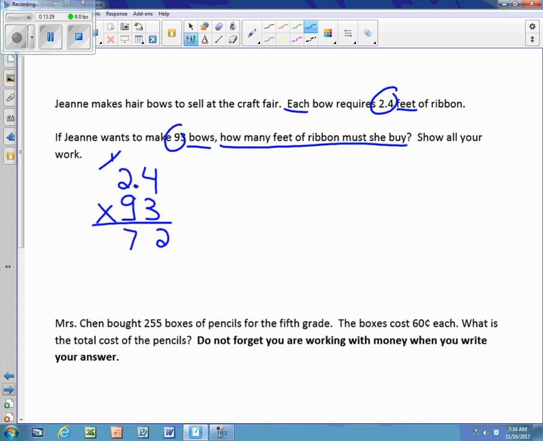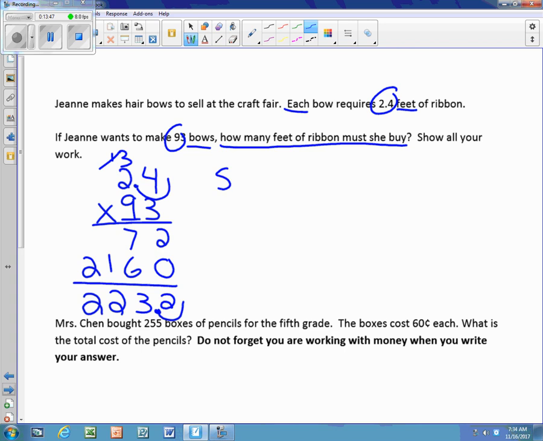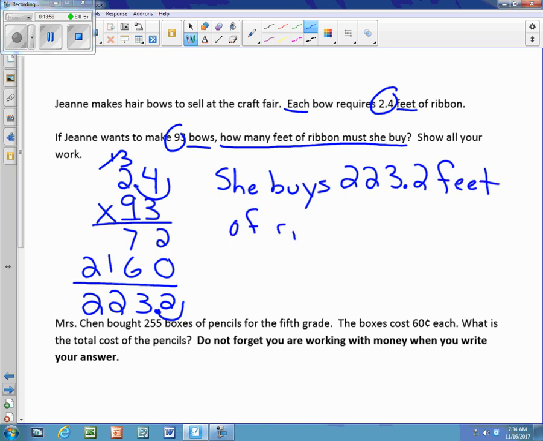And we're starting in our new row. We need a 0. One jump, one jump. Here where it gets a little tricky, we got to make sure that we write our sentence with the decimal in the right spot. So we're going to say she buys 223 2/10 feet. Make sure you label that unit of ribbon.